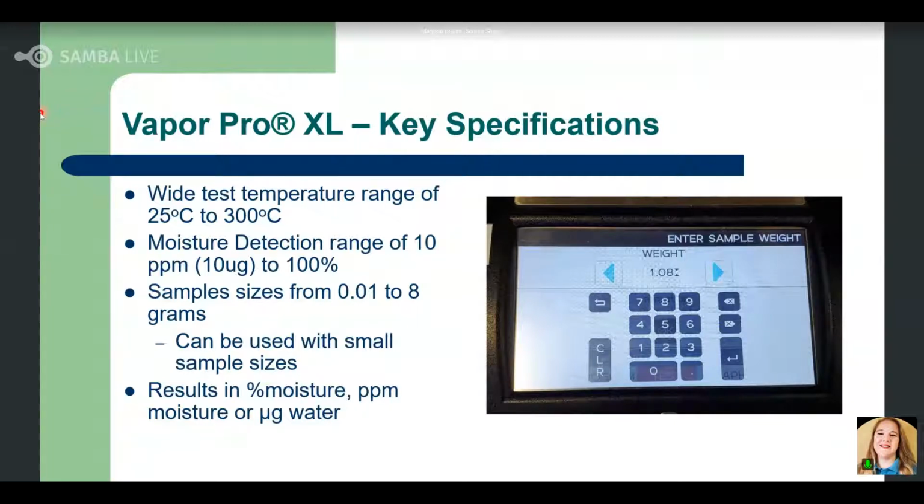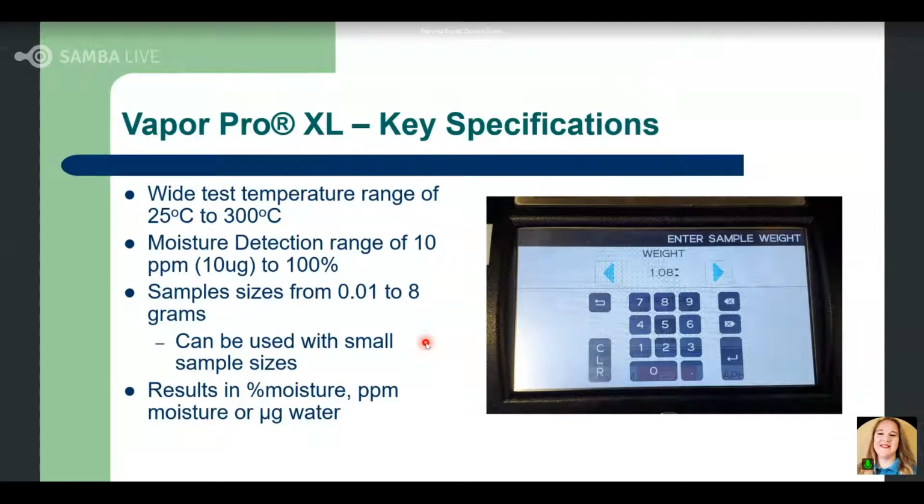We also have a great variance in sample size. So we can do anything as small as 0.01 grams, anywhere up to 8 grams. You can see here, before you test any sample, the Vapor Pro makes you enter the weight to do its calculation. So you can see that over here, that you're able to enter the weight of every sample. So this is great with sample size because you can use small samples or you can use big samples.